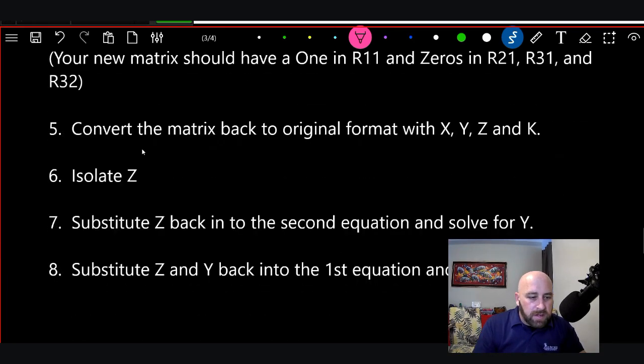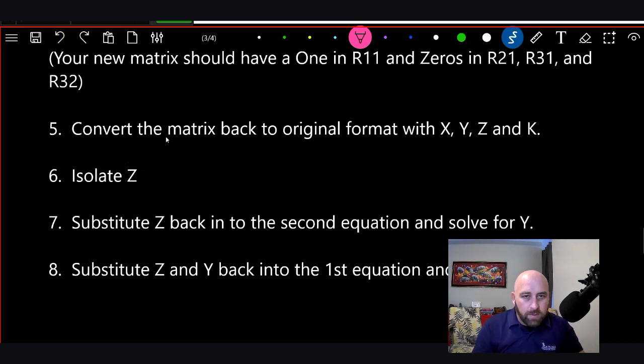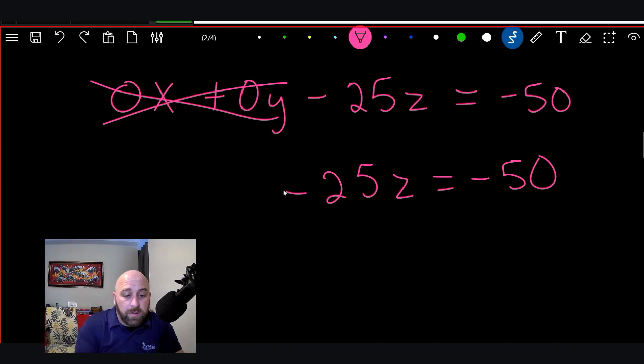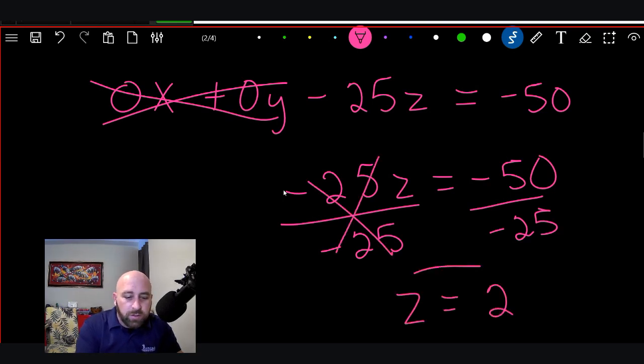Okay? So let's go down and look at what it says. It says, number 6, isolate z. What does that mean? Get z by itself. We need it to say z equals something. That's what we're going for. That's our goal. Negative 25, negative 25. This is amazing. z equals 2.